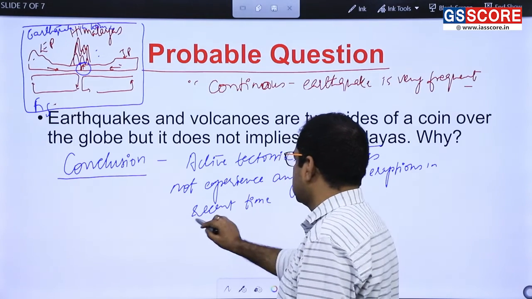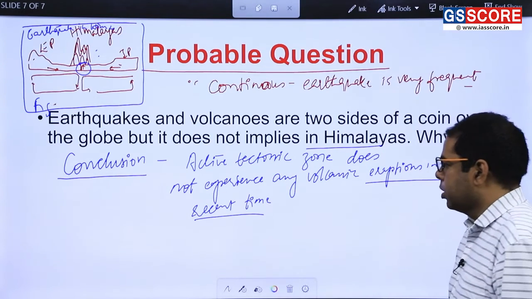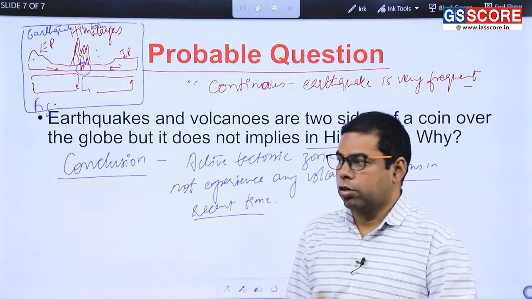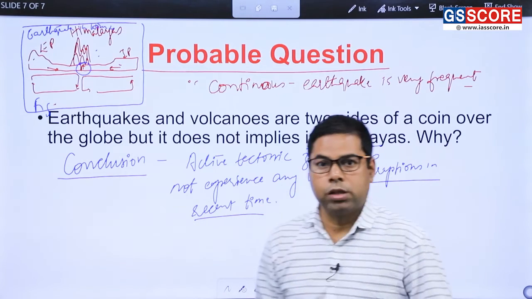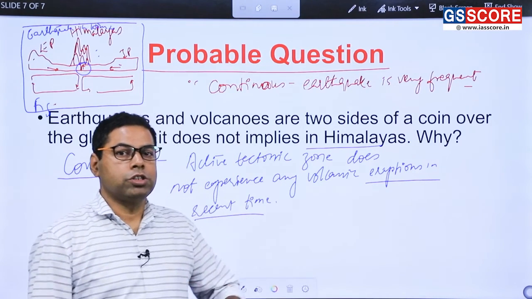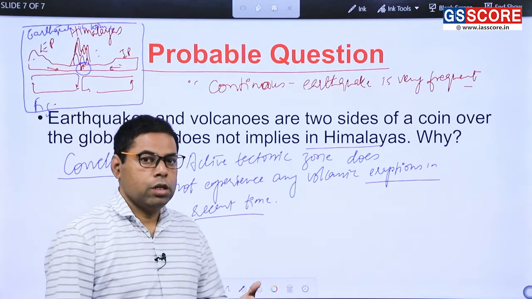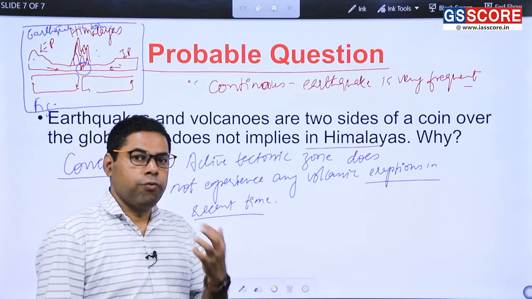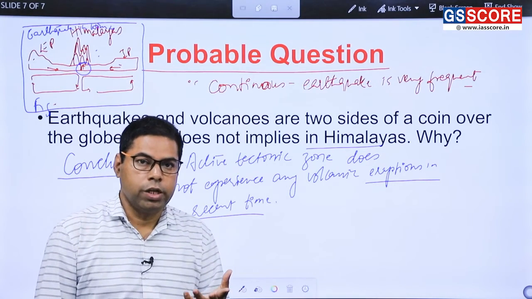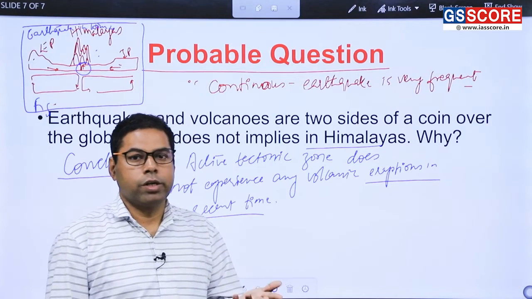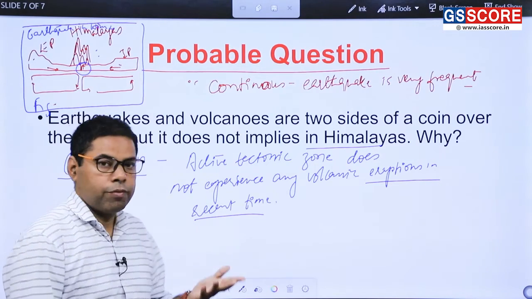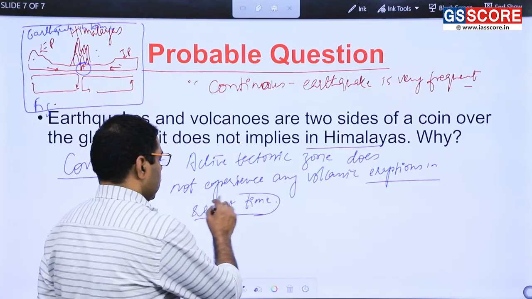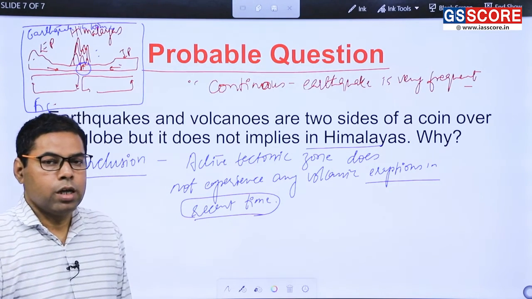Why is it necessary to write this, recent time? Because we do not know what geological change may happen in the coming future. It is not fixed or permanent that there will be no volcanic eruption in the Himalayas. Definitely it may happen. For example, if the movement of the plate changes, then definitely fissures or fractures will form, and from those fractures a volcanic eruption, a fissure type of eruption, may happen in future. So at present, in recent time, there has been no volcanic eruption in the Himalayan zones, right? I hope this is clear.